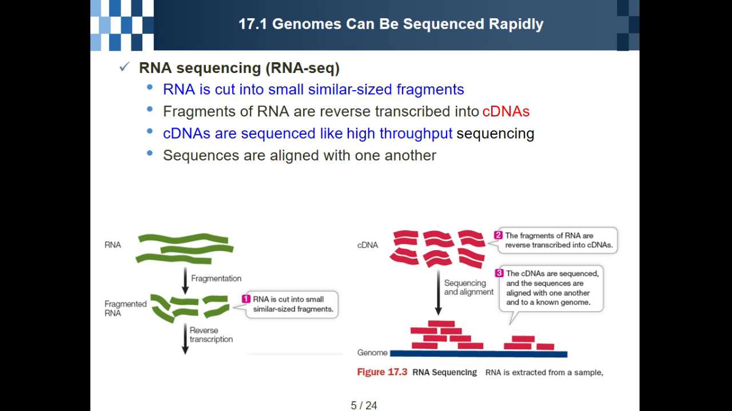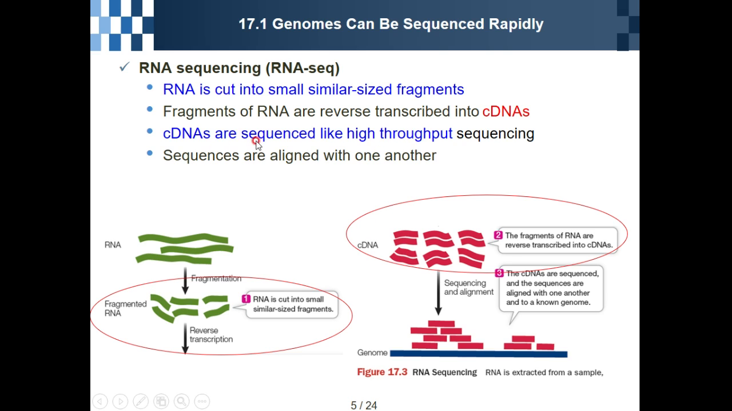Another method is RNA sequencing. We call it RNA-seq. Everything is the same except for this step. RNA is single-stranded, and the RNA is cut into small-sized fragments. Then the fragments of RNA are reverse transcribed to cDNA, and this cDNA is sequenced like in high-throughput sequencing.